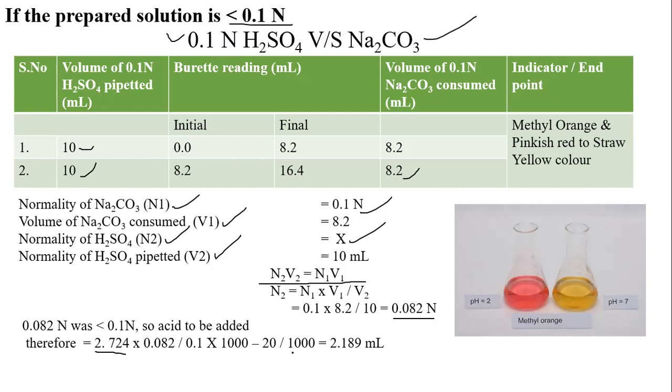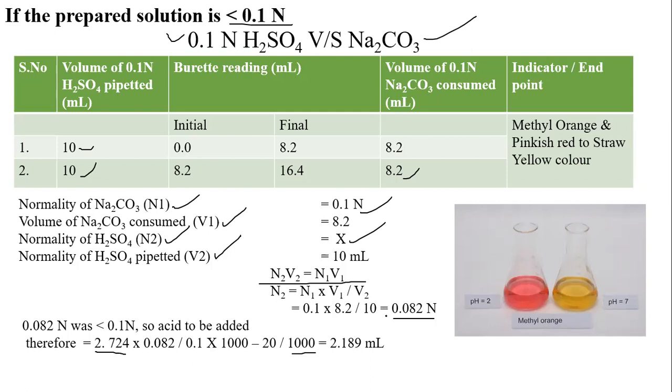Where did this 1000 come from? This 1000 is nothing but the volume which we intend to maintain, the total volume which we are preparing. So here we are preparing 0.1 normal H2SO4. That is equal to 2.189 ml of acid. So we have to add another 2.18 ml of acid to the water. Then only we will get, to adjust this to 0.1 normal H2SO4, or to bring this 0.08 normal to 0.1 normal, we have to add another 2.189 ml of acid.